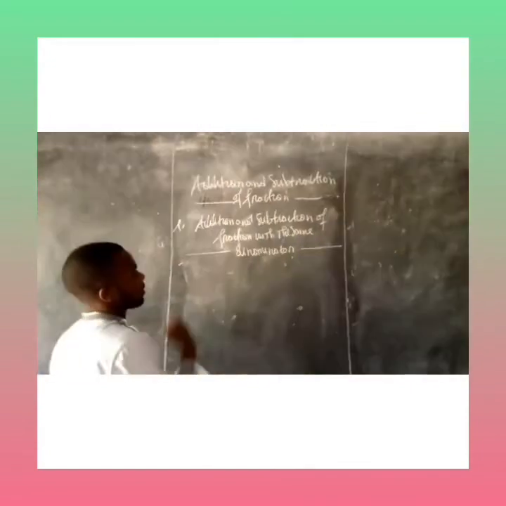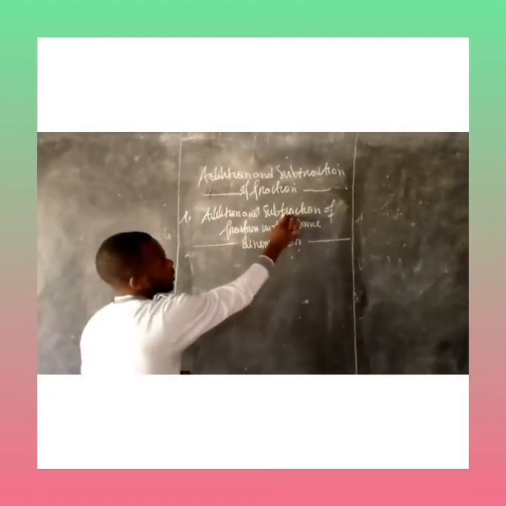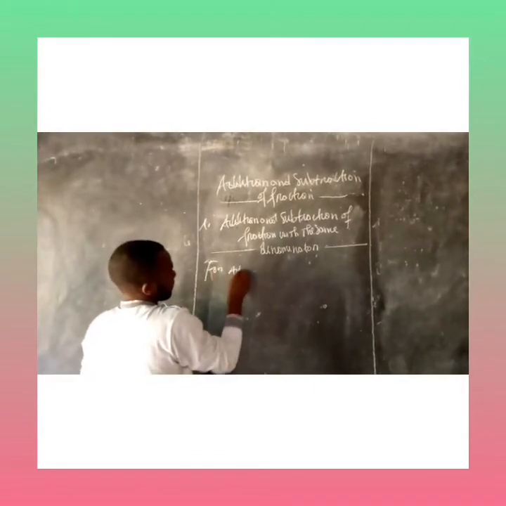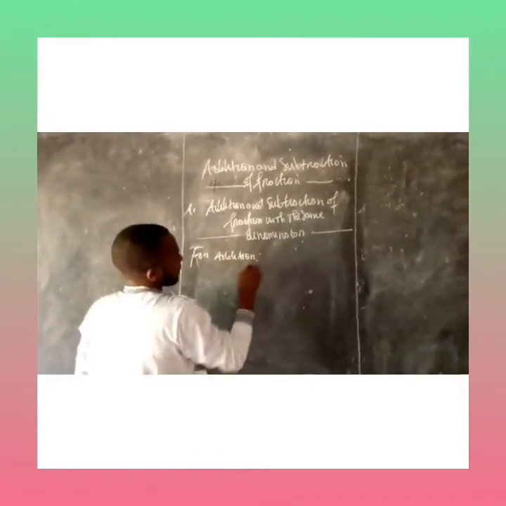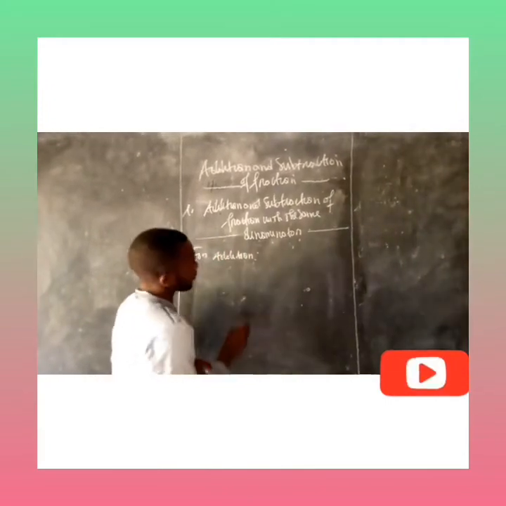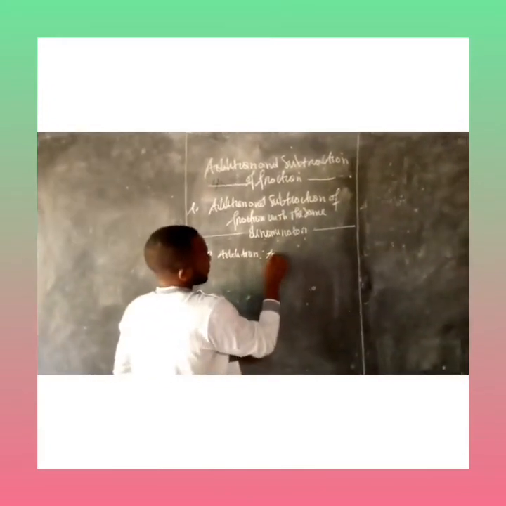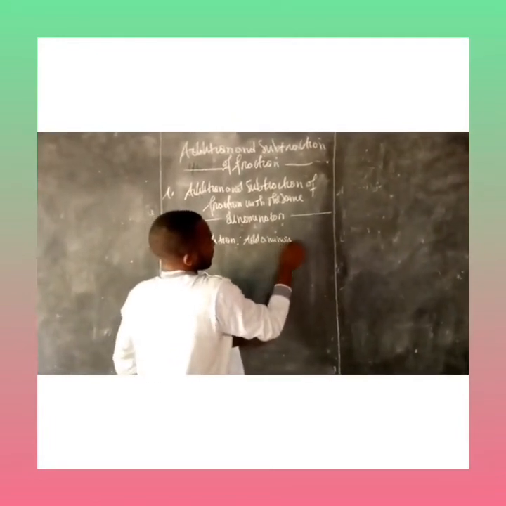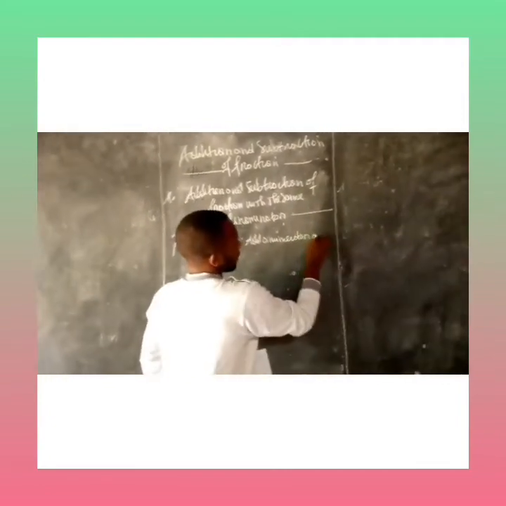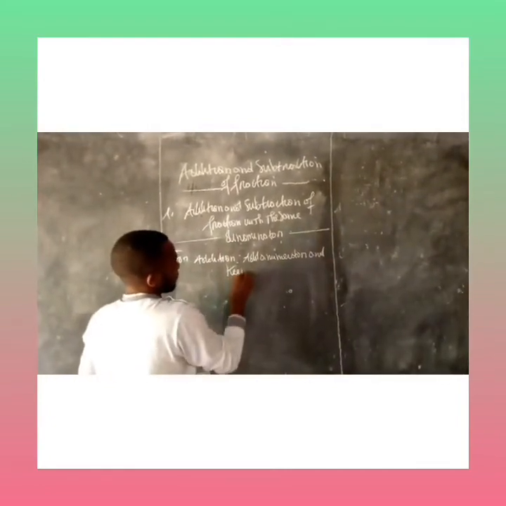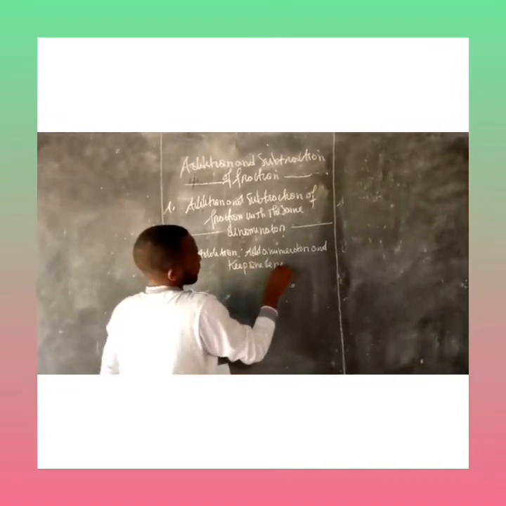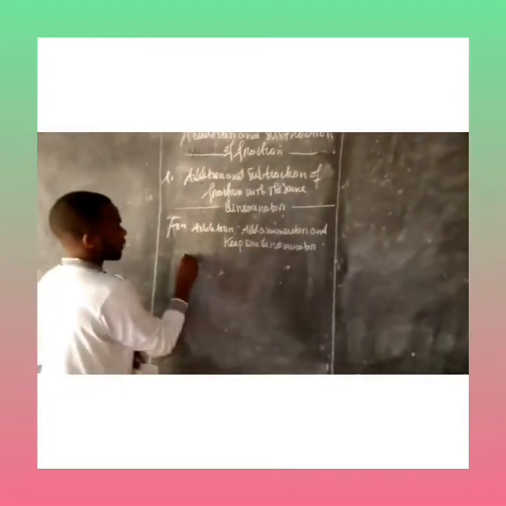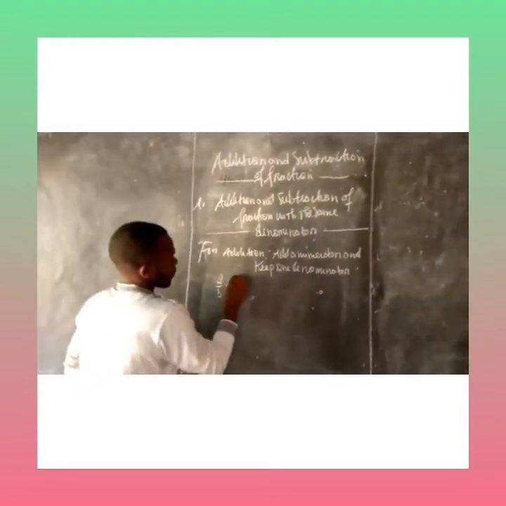So let us take an example about the addition and the subtraction of the same denominator. First of all, for addition, means that you have to add. To make the addition, add the numerator and keep one denominator. For example, you have 2/3 plus 1/3.